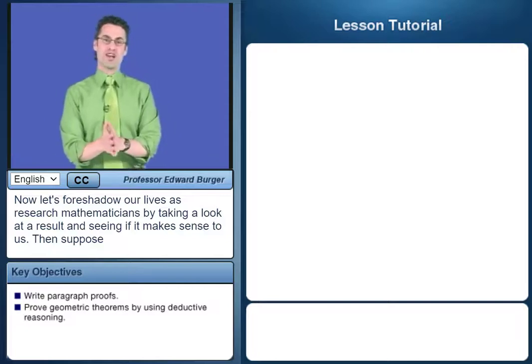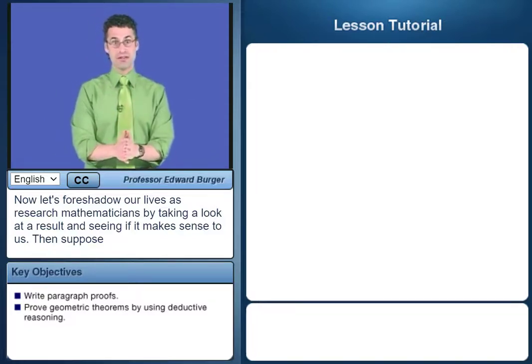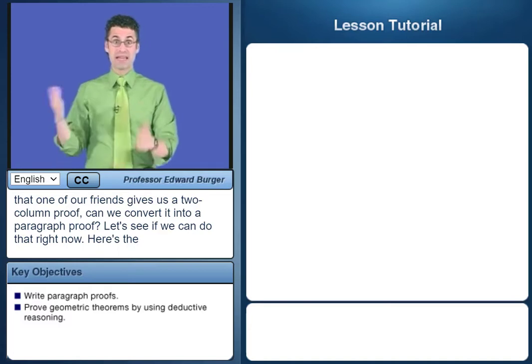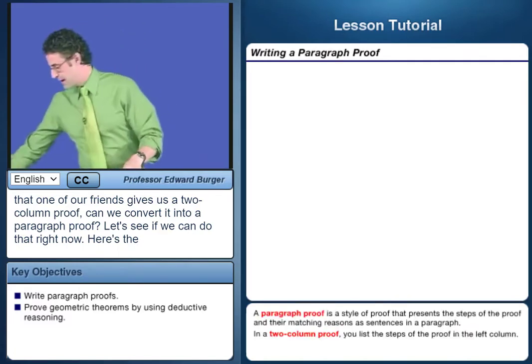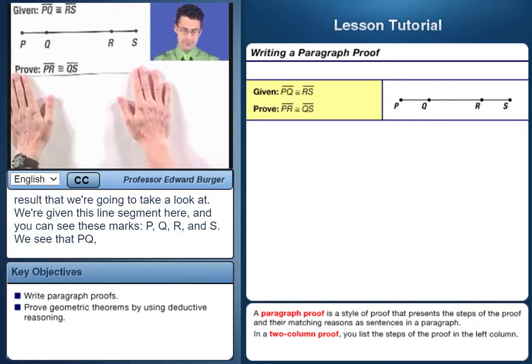Okay, well now let's foreshadow our lives as research mathematicians and take a look at a result, see if it makes sense to us, and then suppose that one of our friends gives us a 2-column proof. Can we convert it into a paragraph proof? Let's see if we can do that right now.